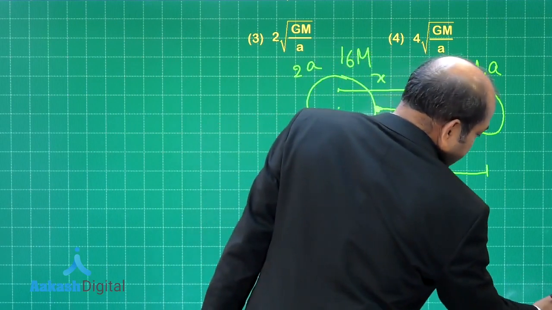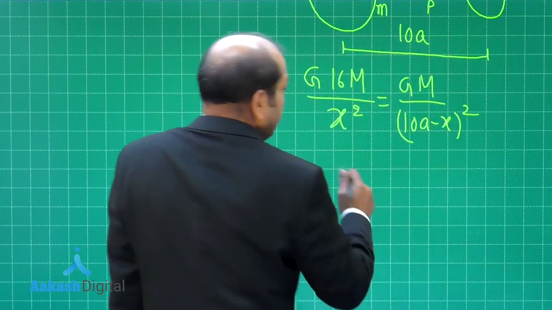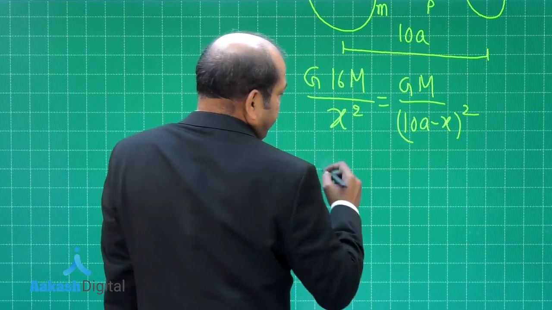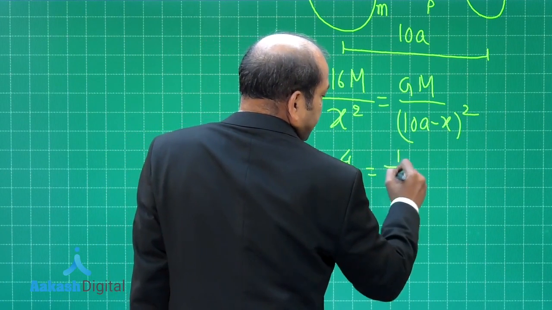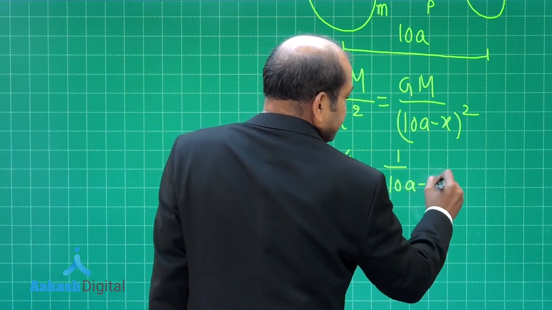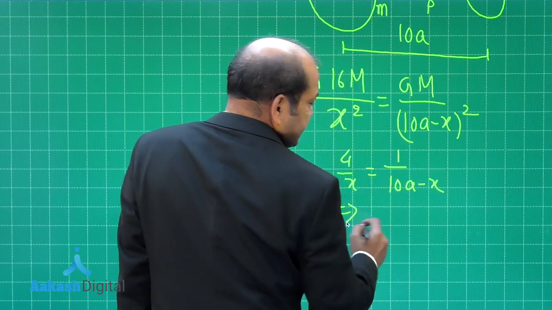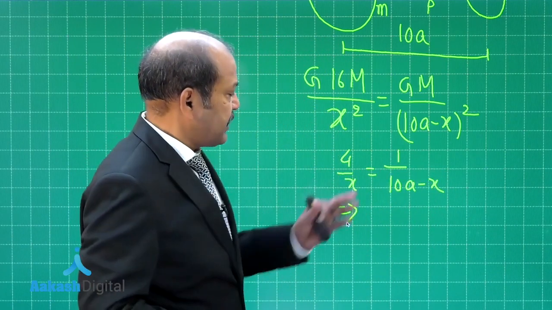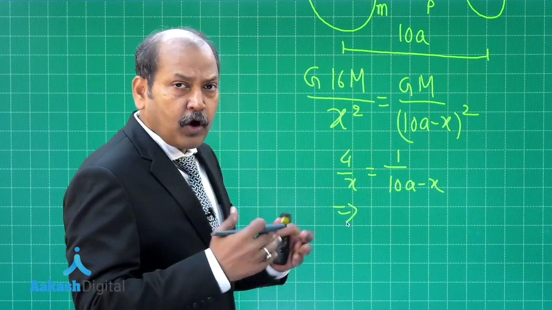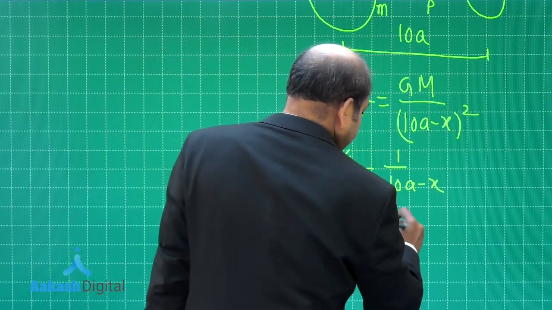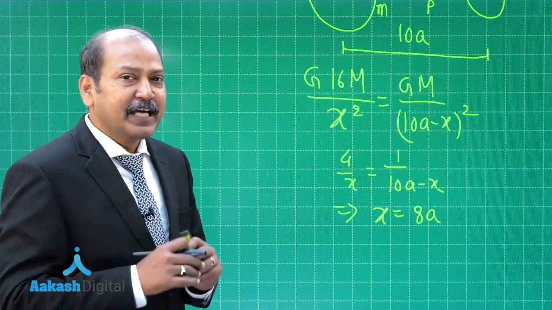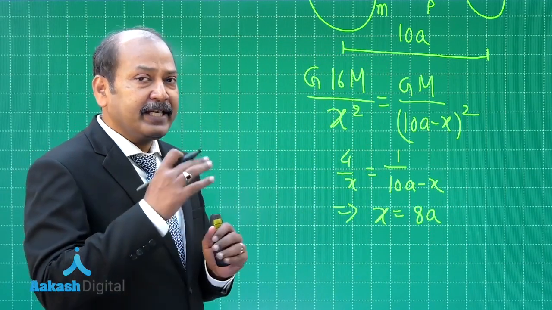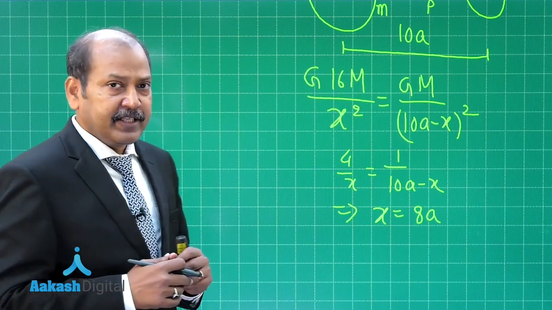By taking the square root on both sides, we find that 4 by x is equal to 1 by (10a minus x), and this gives us 40a minus 4x is equal to x, or x comes out as 8a. So, the equation that we get by conserving mechanical energy would be like this.